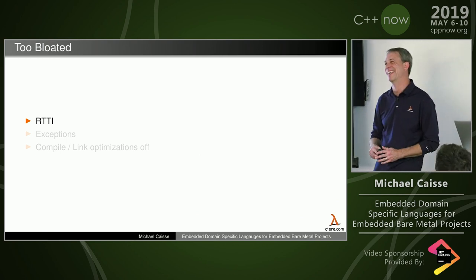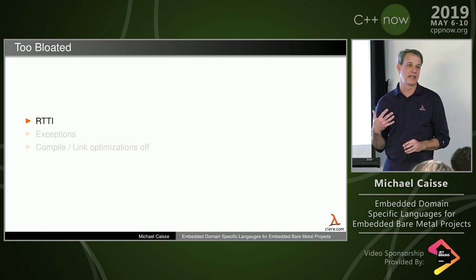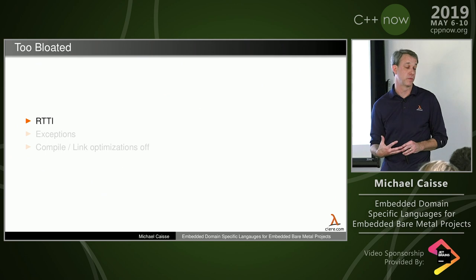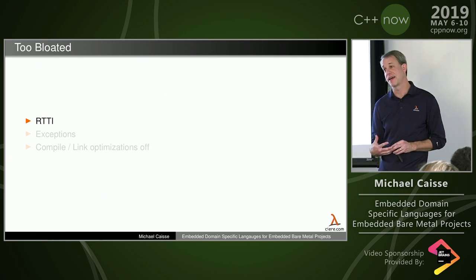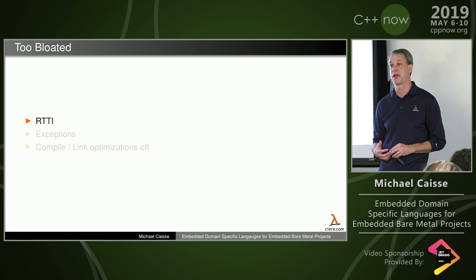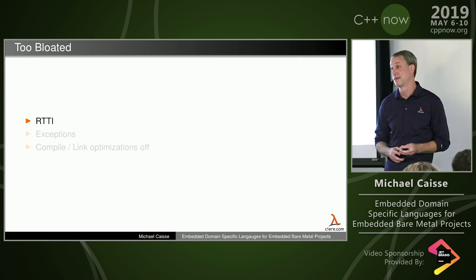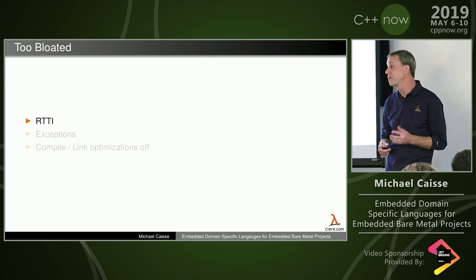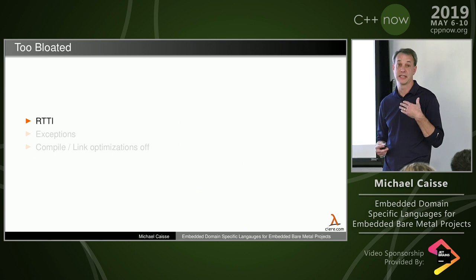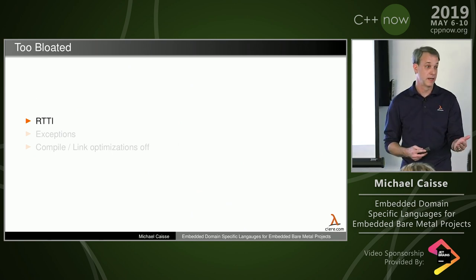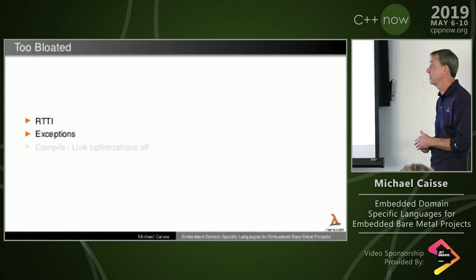Yeah, okay. So one of the problems with RTTI is that it violates this rule we have in C++, which is you don't pay for what you don't use. And I don't use it, and I'm paying for it a lot. Now, hopefully, you have a good link time optimization that gets rid of it. But if you don't, you're going to be paying for this.